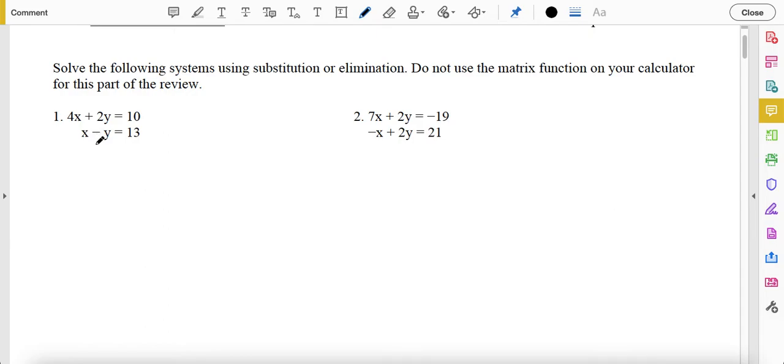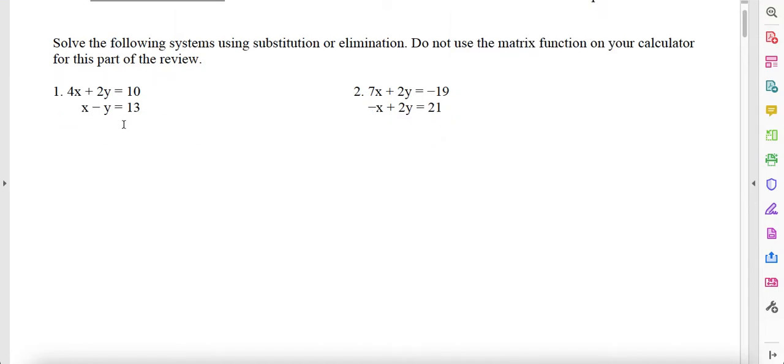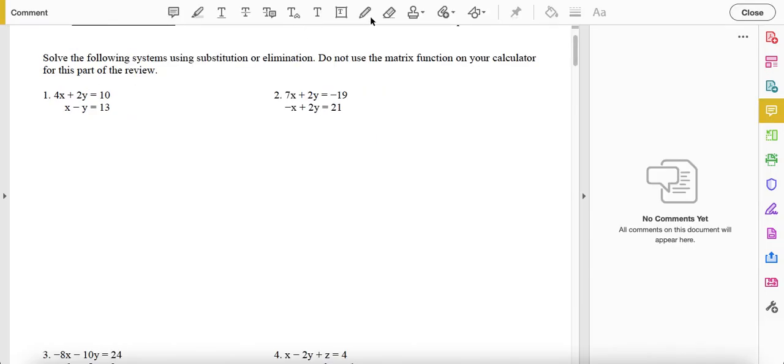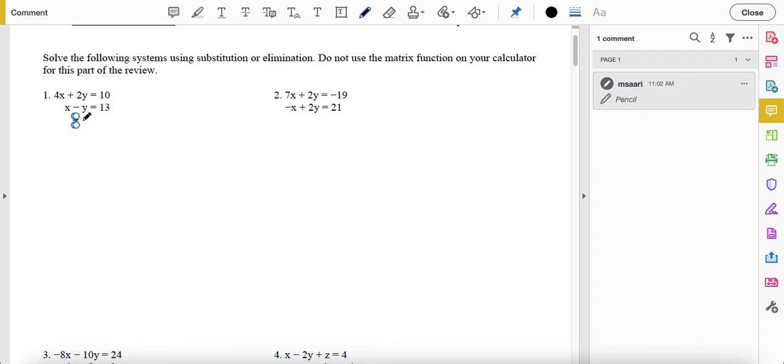All right, so substitution involves isolating either x or y and substituting that value or that expression into the other equation. I'm going to start by adding y to each side of my equation. All right, so I've got x equals y plus 13, or 13 plus y. So I can take this y plus 13 and substitute in for this x, because I know it's equal to x. So I have 4 times y plus 13 plus 2y equals 10.